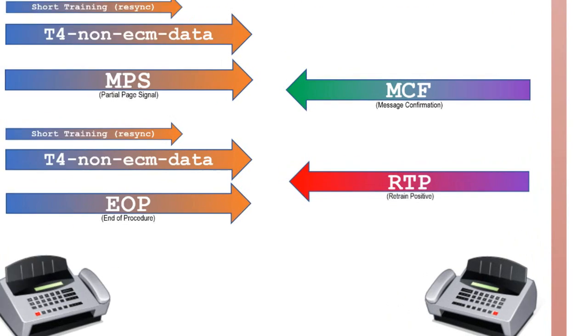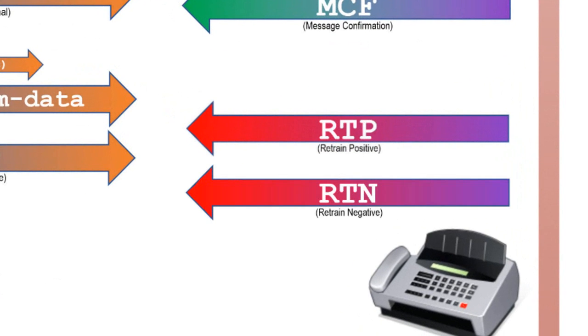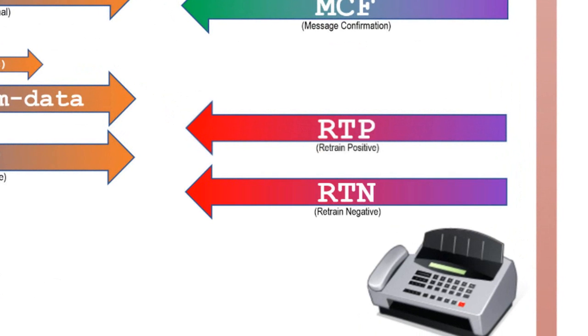If it doesn't work, we'll get a response like RTP, retrain positive, or RTN, retrain negative. RTP indicates it did work, but there are some concerns. So let's go back to Phase B and renegotiate our speeds and our different information. RTN means it didn't work at all. We need to go back to Phase B altogether.